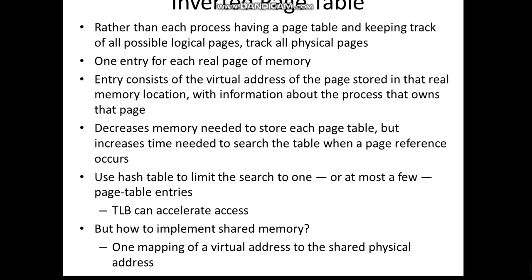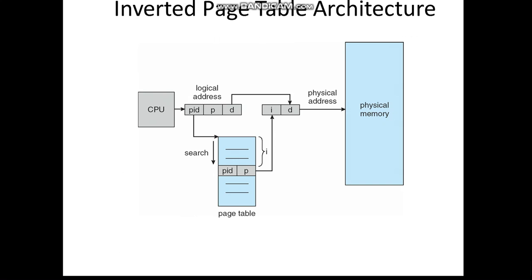Let me move on to the inverted page table. This is the architecture. The process ID, page number and displacement are given, and this goes for searching in a page table. Here it again gets a page number, and then it is found with the identifier. This is added with the displacement to get the inverted page table entry, and that is going to give the actual address in physical memory.